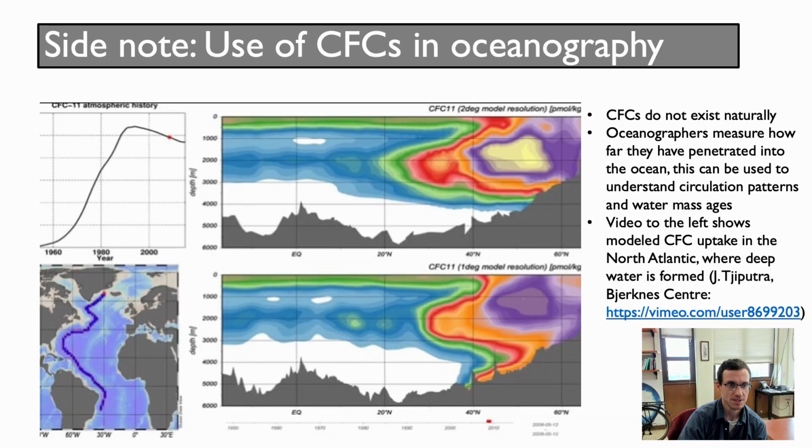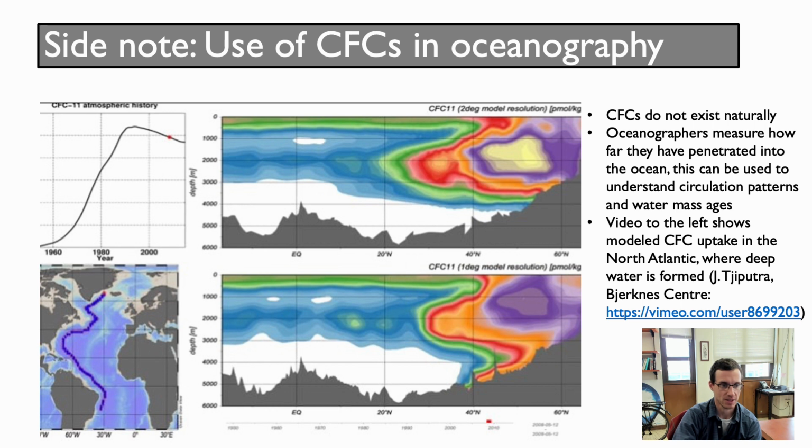As a side note, CFCs have been used in oceanography to trace water masses. So these are results from a model, though one that actually agrees quite well with actual observations in the ocean. So this is on the upper left. This is one type of CFC's content in the atmosphere. It goes up and then down over time.